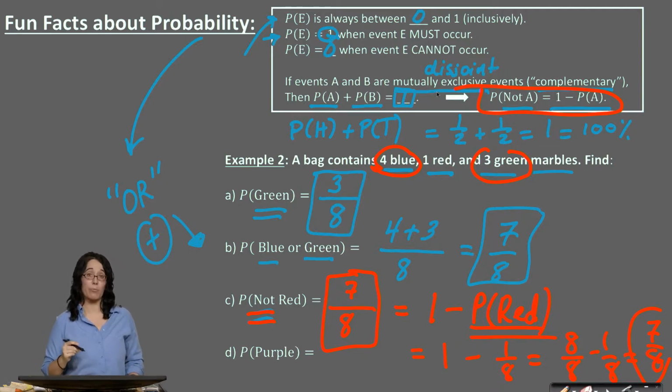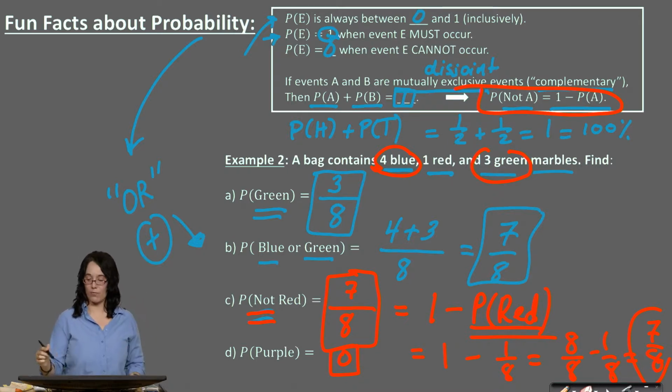Probability of a purple marble. Is that even possible? According to what we have here in our bag, purple was not mentioned. So if you said 0 or 0 out of 8, which is still 0, you would be correct, okay? If on the other hand we say, what is the probability that you get a blue or a red or a green? Well, that's a guarantee, right? That would have been 1, right? So if something is certain, probability is 1. If something is impossible, probability is 0.